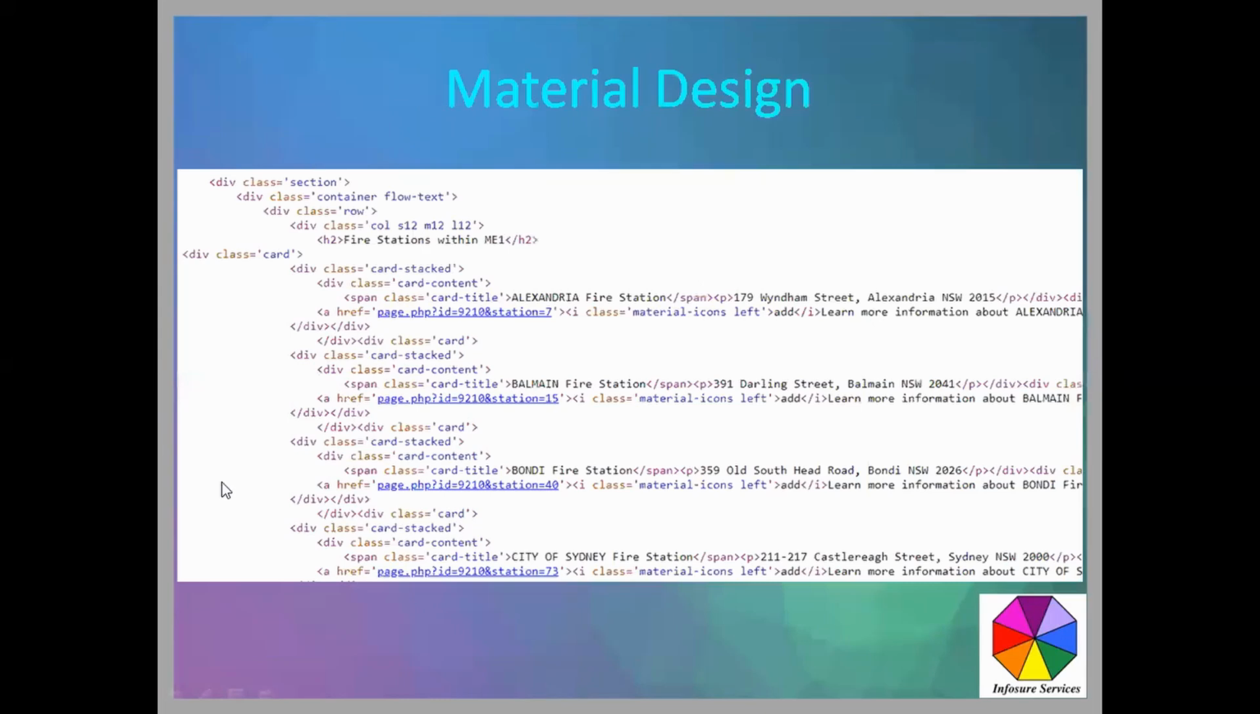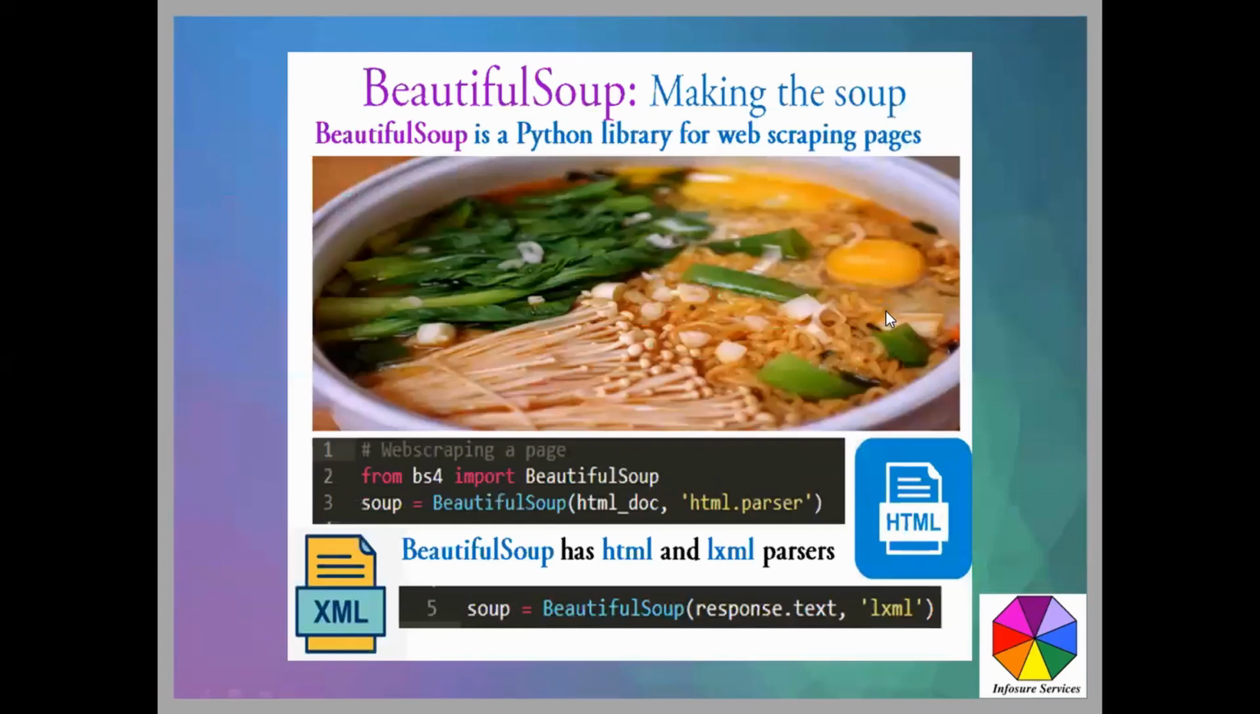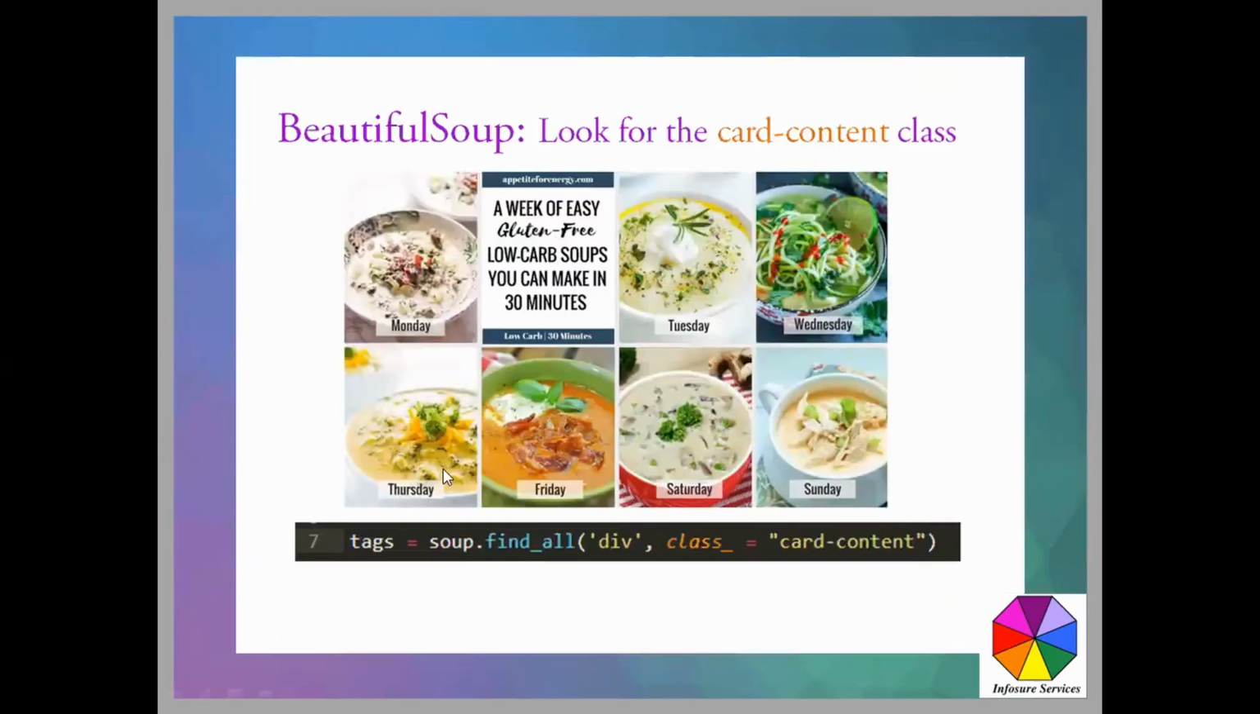So here is the code back again. Now this was the page for the fire stations. The card content is this. You see this card stacked div card content class? The card content class is giving you the card title, and the p tag is the address. So here, when you are trying to do this, you use the card content class.